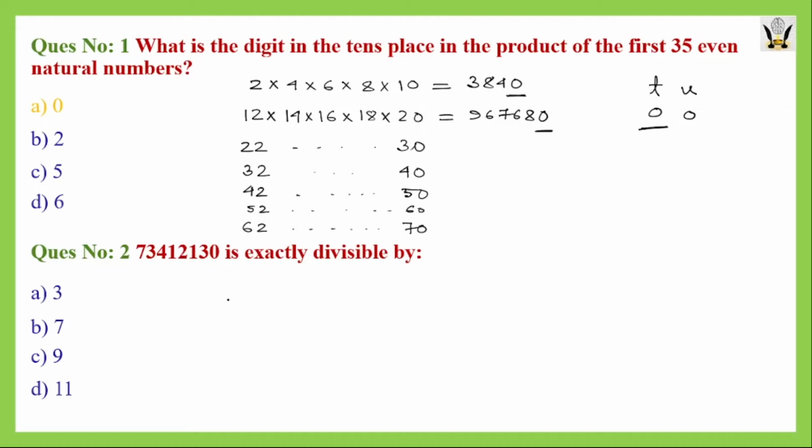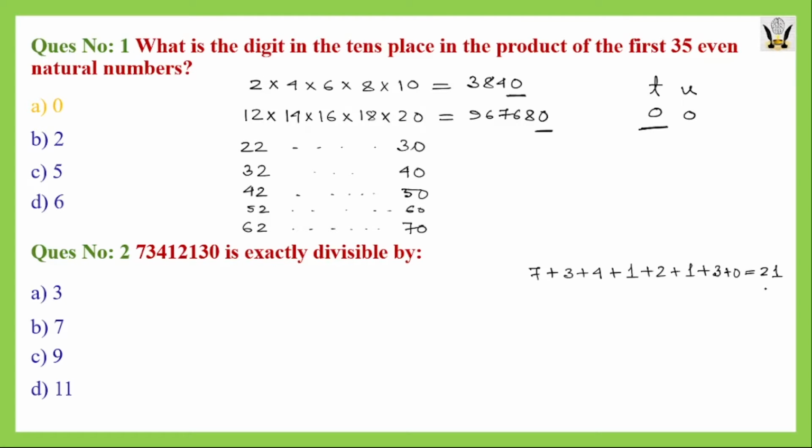Now the second problem sum says, 73412130, that given number is exactly divisible by which of these options? Now the divisibility rules for 3 and 9 are the same. So if the summation of all the digits in the given number is divisible by 3, then the whole given number will be divisible by 3, and if that summation is divisible by 9, then the given number will be divisible by 9. We know that rule. So let's first do the summation.